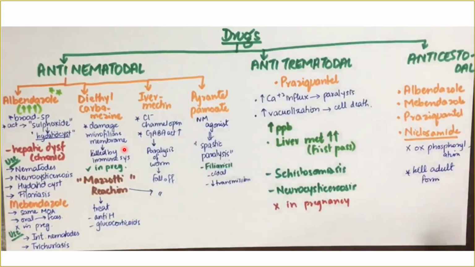The next drug is ivermectin. Ivermectin acts by opening chloride ion channels and increasing GABA activity, and that leads to hyperpolarization and paralysis of the gut wall of the microorganism. It is used for the treatment of filariasis. The worm will be paralyzed and will fall off from the gut wall, and then be removed with the stool.